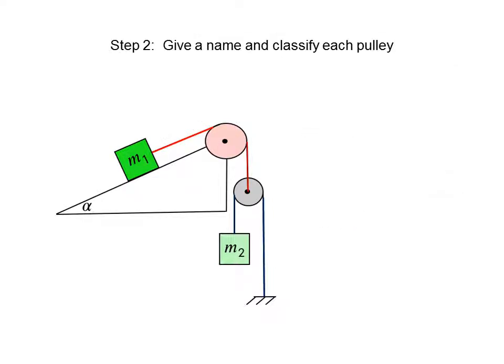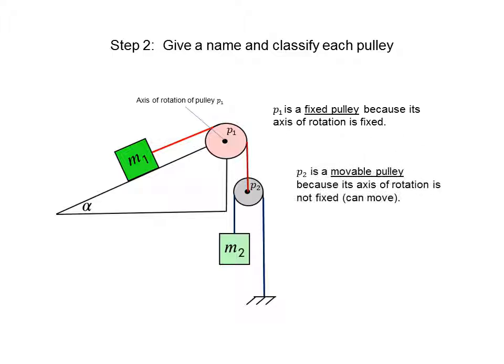Step 2. Give a name, and classify each pulley. P1 is a fixed pulley, because its axis of rotation is fixed. P2 is a movable pulley, because its axis of rotation is not fixed, it can move.